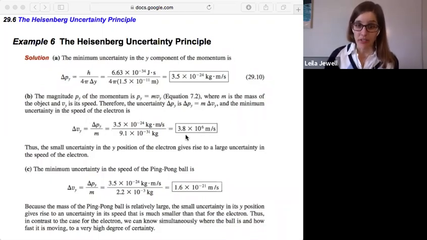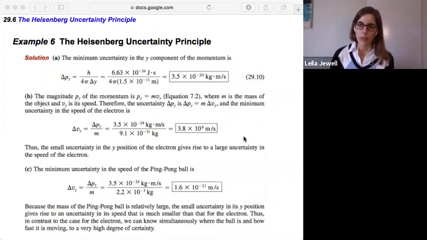That's a lot. That's faster than some of our examples with electron speeds. So just a small uncertainty in the y position of the electron gives a huge uncertainty in the speed of the electron. We got really precise with where the electron is. It means we know very little about how fast the electron is going.